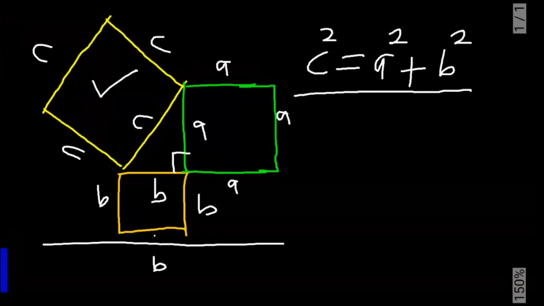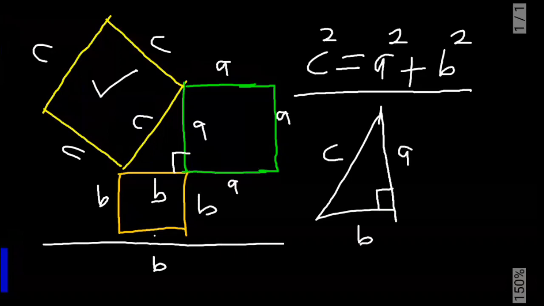So how can we use this theory? Let's bring out the right angle triangle formed by the squares. This theory can be used to find the sides of a right angle triangle. This would be C, this would be side A, this would be side B. This is our hypotenuse side, and these other two sides are our non-hypotenuse sides. Some teachers call these adjacent and opposite sides, but this is always the hypotenuse side.